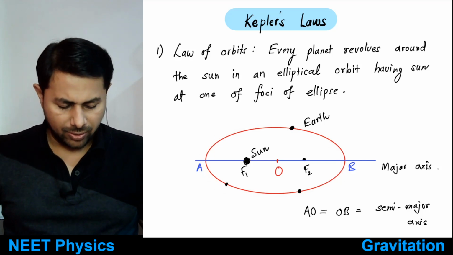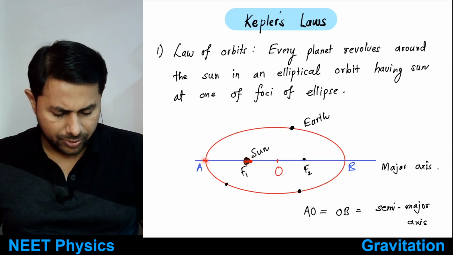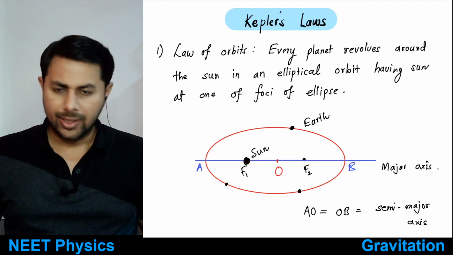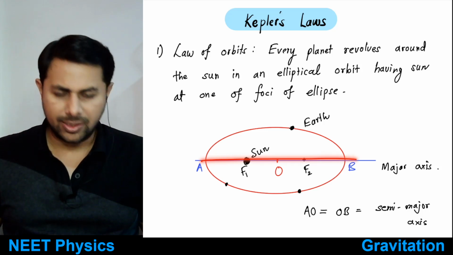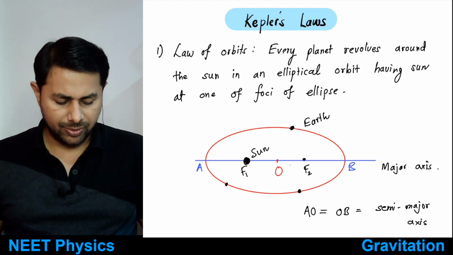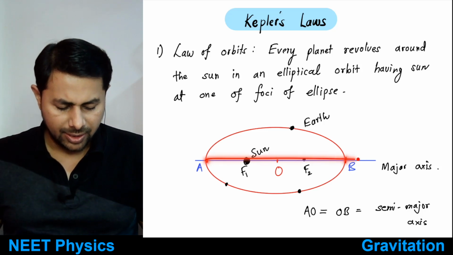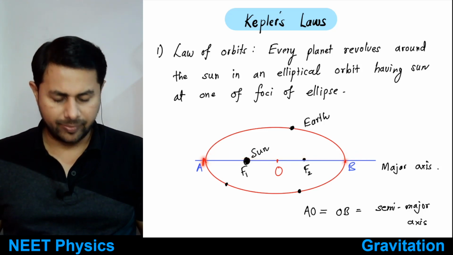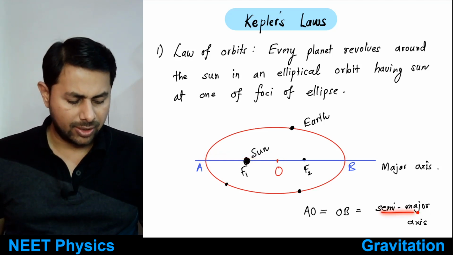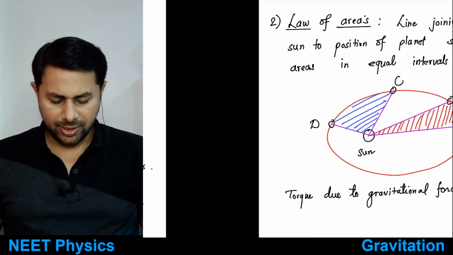Now we need to know one more thing about an ellipse. If you join these two foci and draw a straight line passing through them, this straight line is known as the major axis of the ellipse. From this point to this point, from A to B, is the major axis. If you take the distance from A to O, which is half of AB, that is called the semi-major axis. So this is the law of orbits.